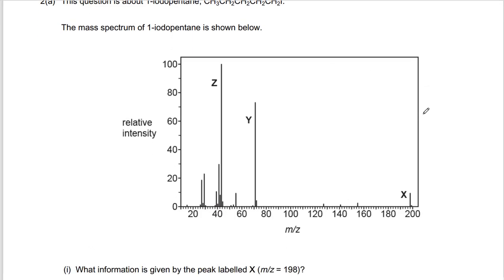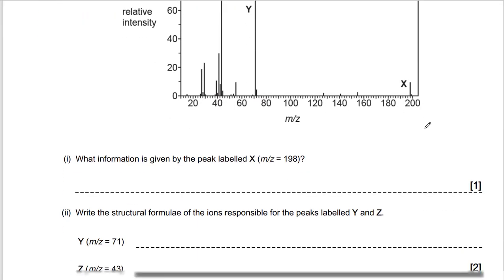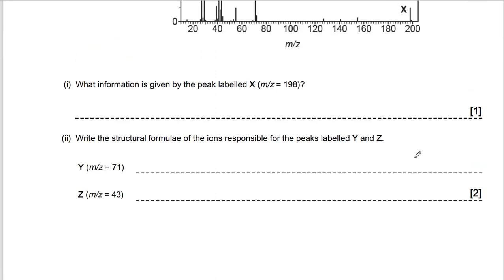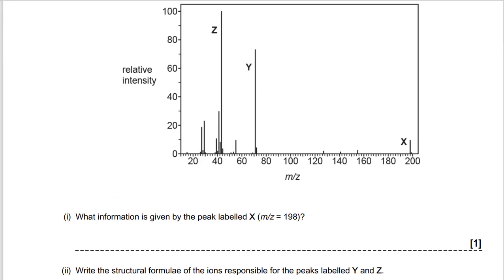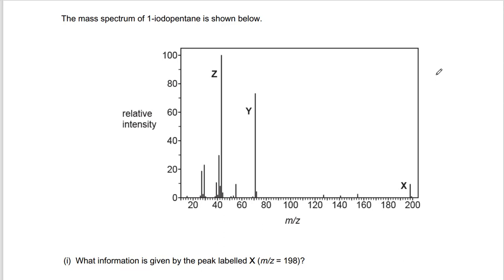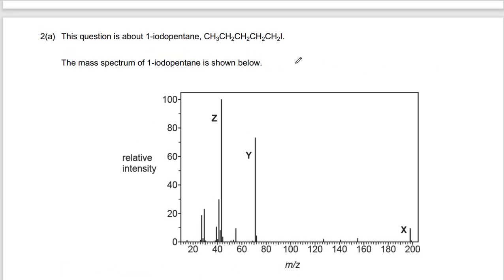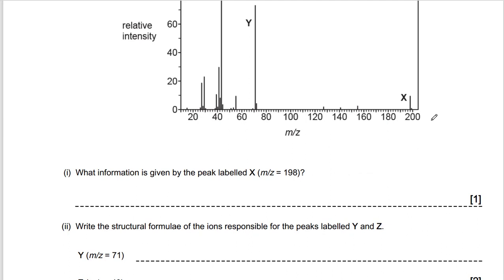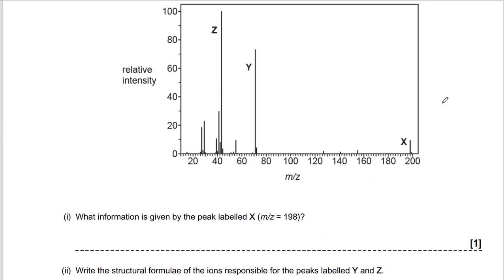Next little question then. So this is just a bit of a straightforward thing, okay? There's nothing too complicated here, but it just highlights what sort of questions you would get asked. So mass spectrum questions aren't always figure out what the identity is. Sometimes it'll tell you it's 1-iodopentane. Question is now, what information is given by the peak labeled X, so the furthest to the right, but not the final peak, so the biggest peak furthest to the right.